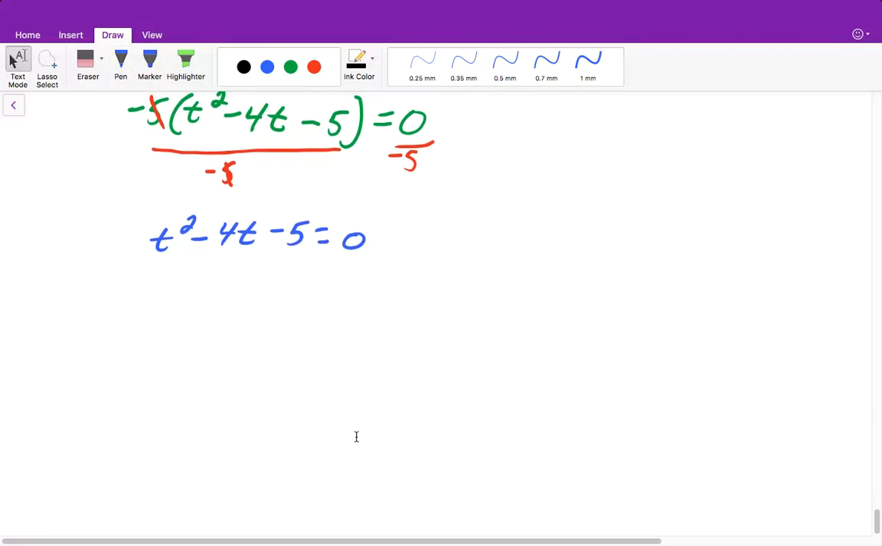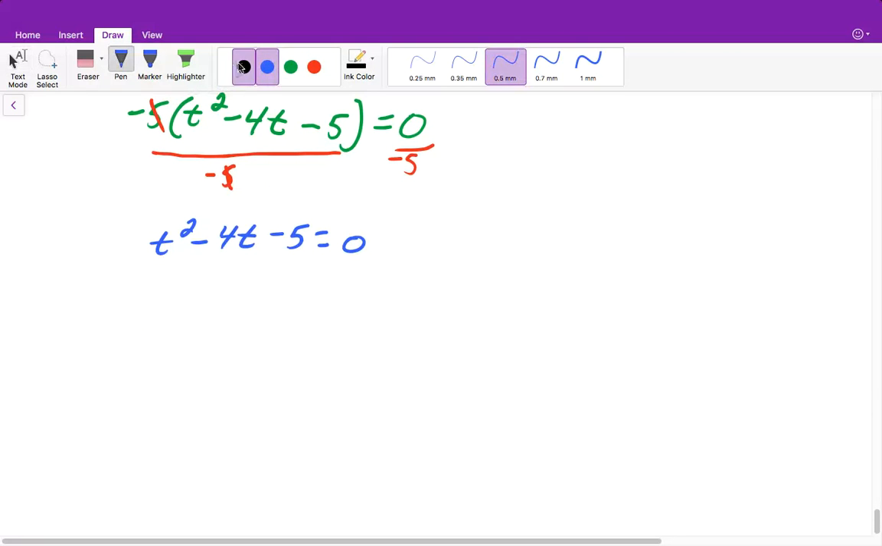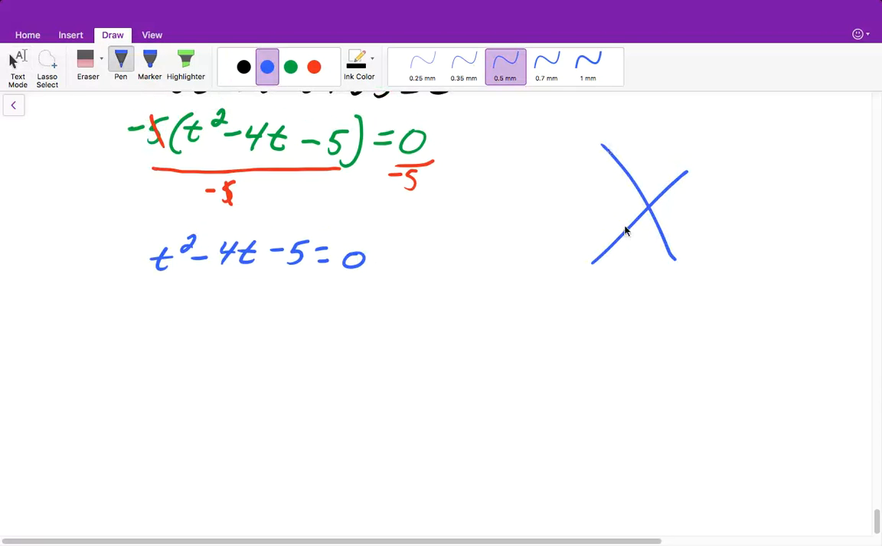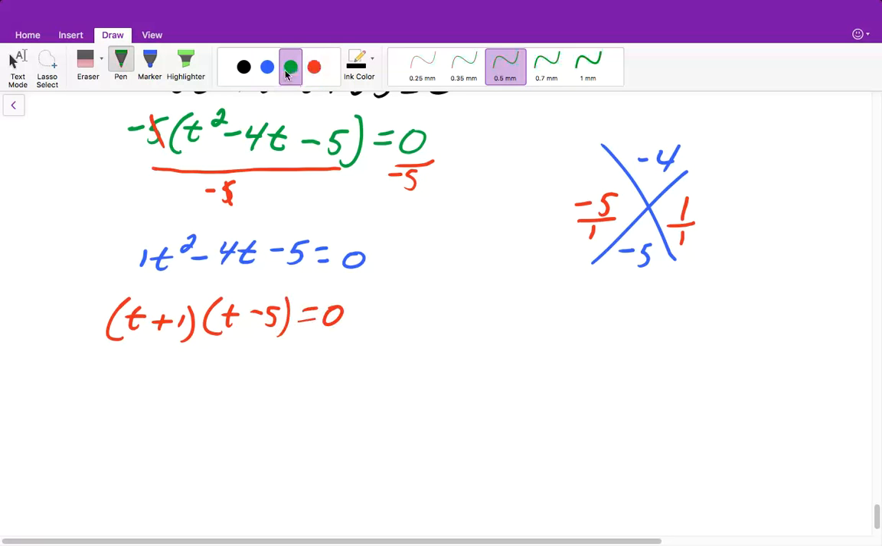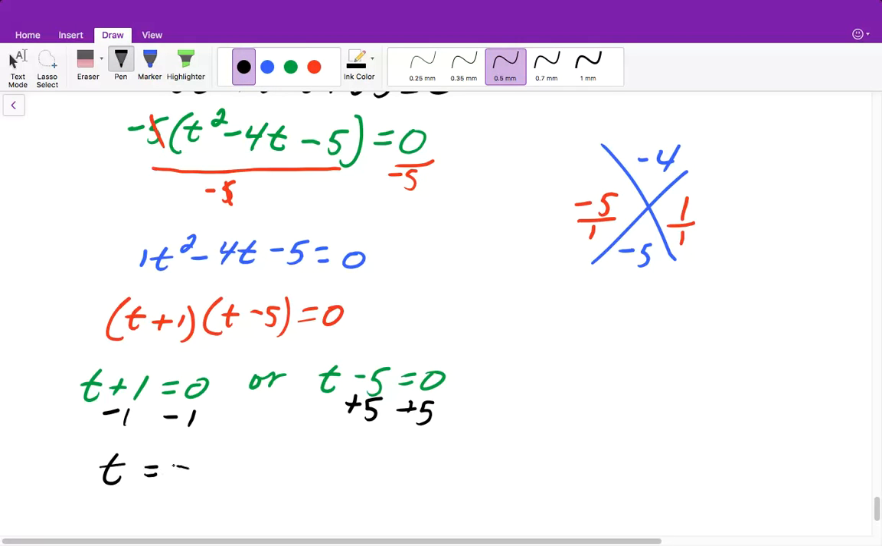You can use any method you want at this point, completing the square, factoring, or quadratic formula. This is set up for us to factor nice and easy. So 1 times negative 5 is equal to negative 5. We put our negative 4 up here. What are numbers that multiply to negative 5 and add to negative 4? It'll be negative 5 and 1. We divide by 1, so that means it factors out to t plus 1 times t minus 5. We set them each equal to 0. And we solve for t. So we get t is equal to negative 1, or t is equal to 5.